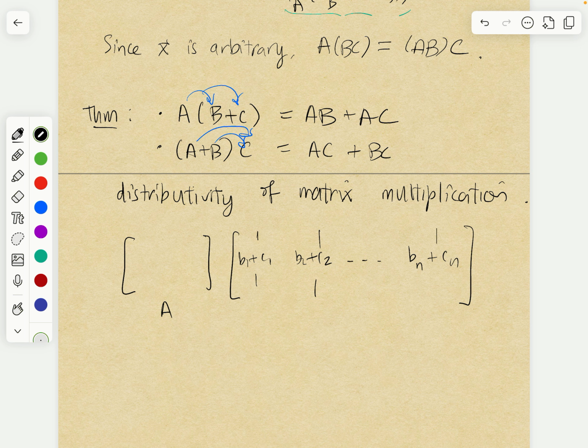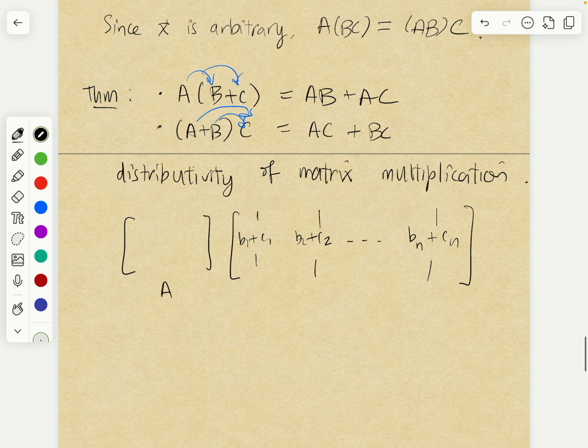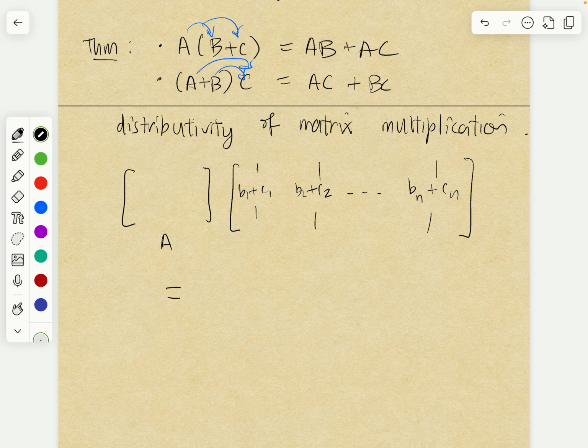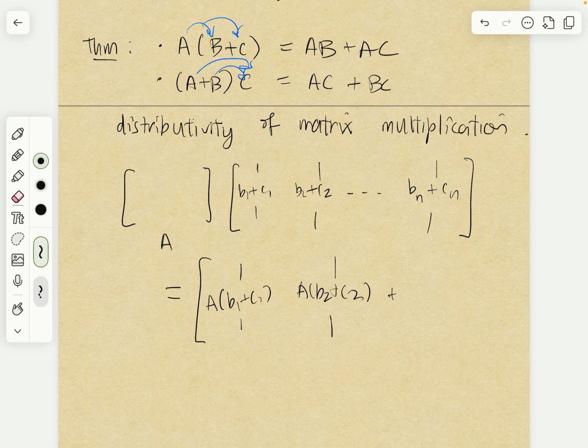I have these columns. And if I multiply this matrix A by this matrix, remember what I'm doing is multiplying the matrix by each column separately. So these columns I'm thinking of as separate things, and I'm taking the matrix and multiplying it by each column. So the result is going to be the matrix where the first column is A times (B1 plus C1), the second column is A times (B2 plus C2), and so on until I get to A times (Bn plus Cn).